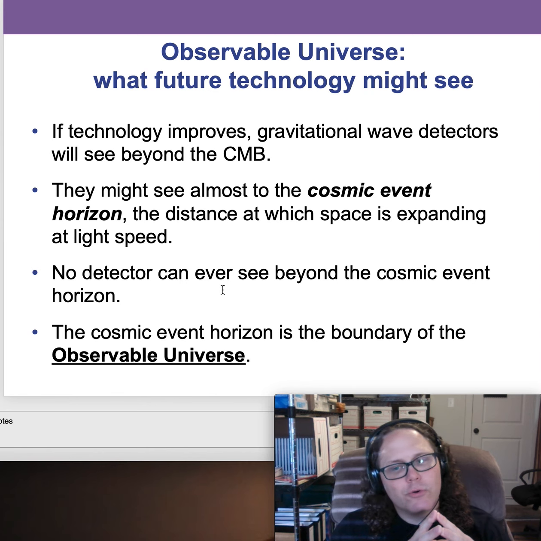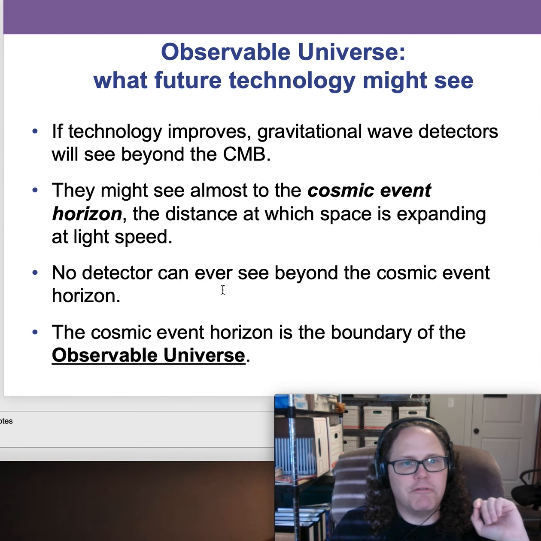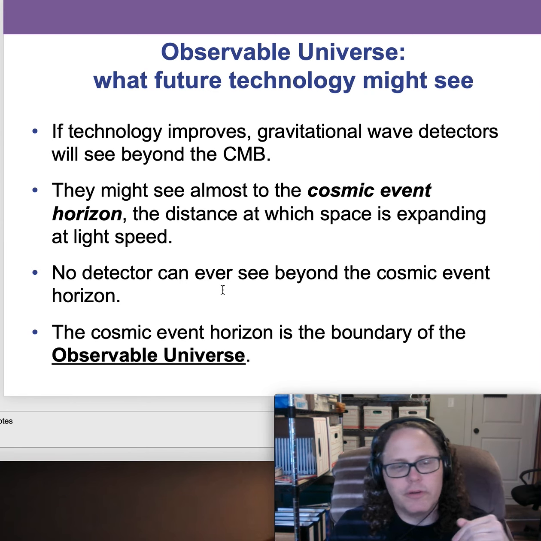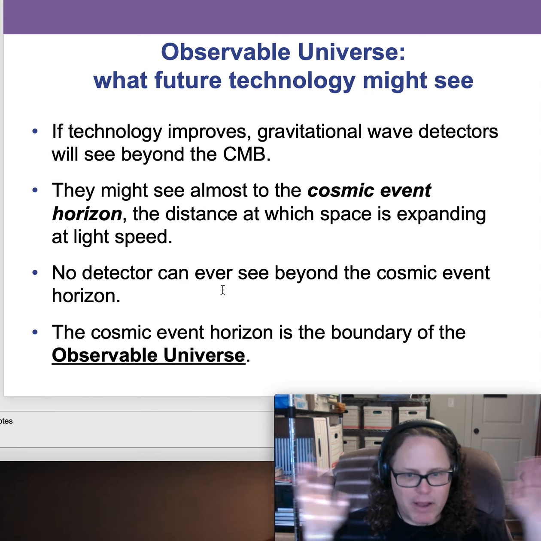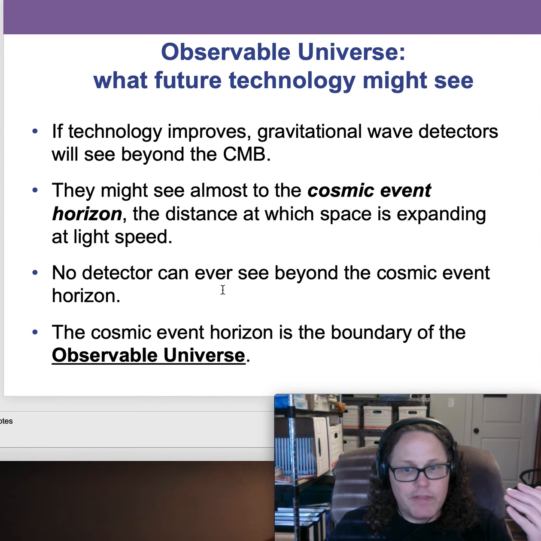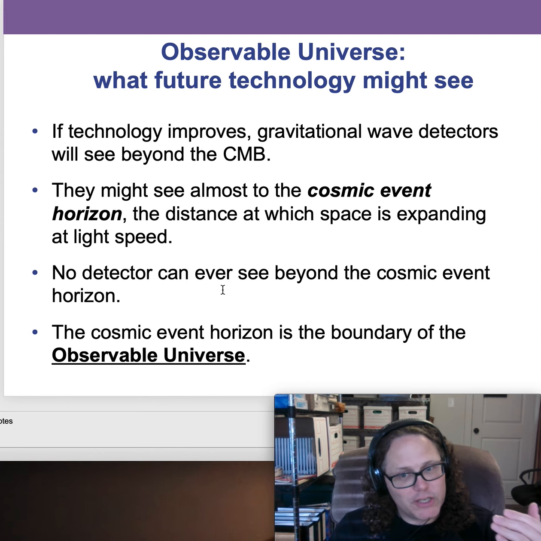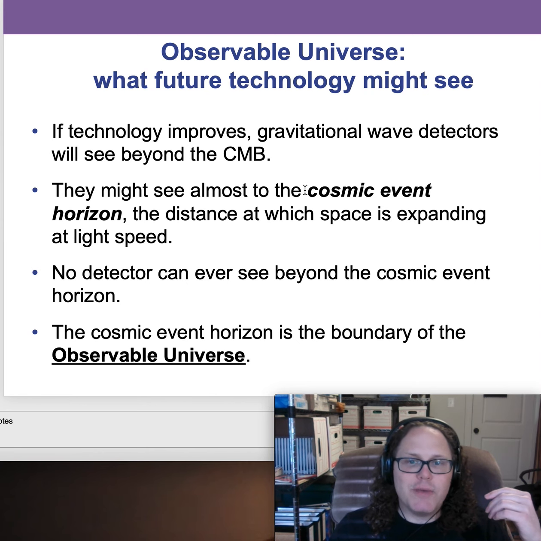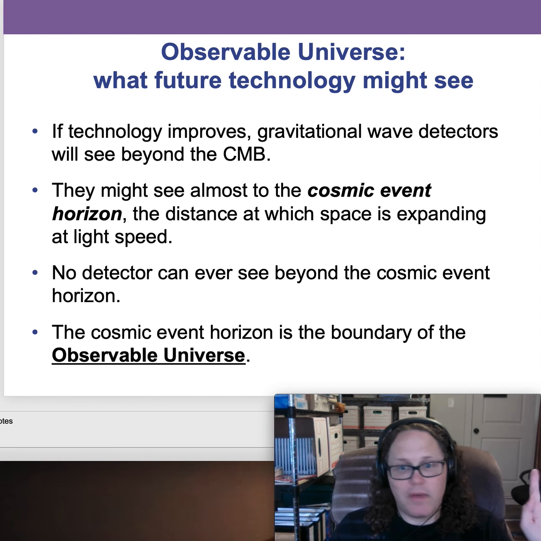And again, some sources will conflate observable and observed. They'll use one definition or the other: the cosmic microwave background or the cosmic event horizon. But I'm separating the two. So the cosmic microwave background is the boundary of the observed universe, what we've actually seen with our telescope. The cosmic event horizon is the boundary of the observable universe, what we might hypothetically see with our gravitational wave detectors.